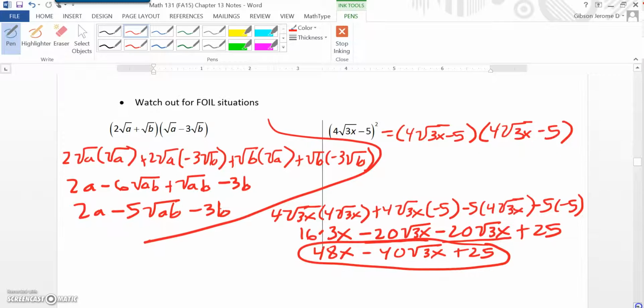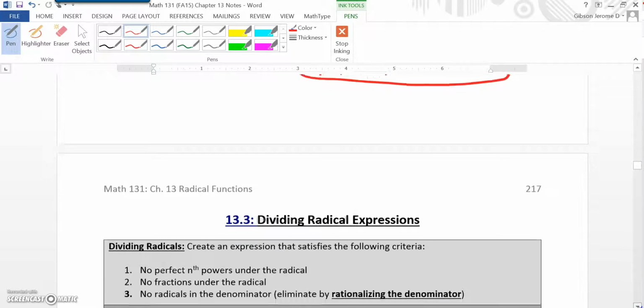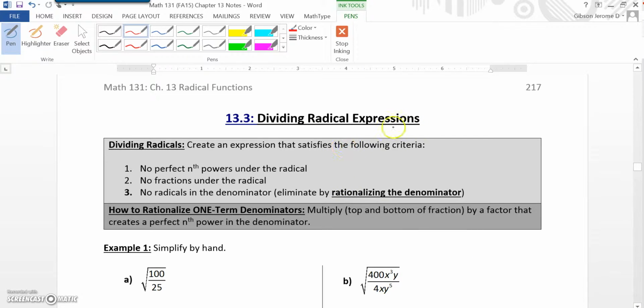So now we move on to the next section. We move on to 13.3, dividing radical expressions. Dividing radicals. Create an expression that satisfies the following criteria. No perfect nth powers under the radical. No fractions under the radical. No radicals in the denominator. Eliminate by rationalizing the denominator. How to rationalize one-term denominators: multiply top and bottom of fraction by a fraction that creates a perfect nth power in the denominator.